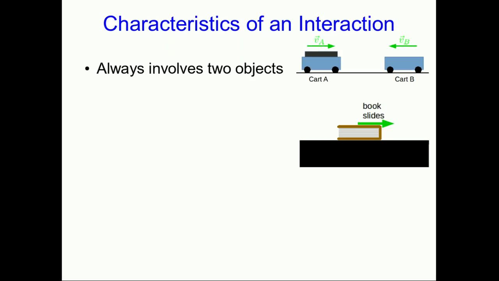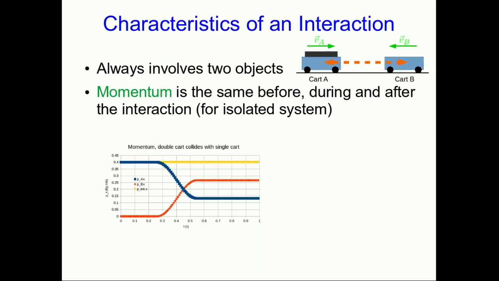Let me just finish up this video lecture by summarizing some characteristics of an interaction. So every interaction involves two objects. For our carts colliding, then it's just the two carts that are interacting with each other. When a book slides across the floor, the pair of interacting objects is the book and the floor. You can't have an interaction with only one object in it. When the system is isolated, then we also know that the momentum is the same during and after the interaction. We already knew the before and after part. The during part is a little bit new.